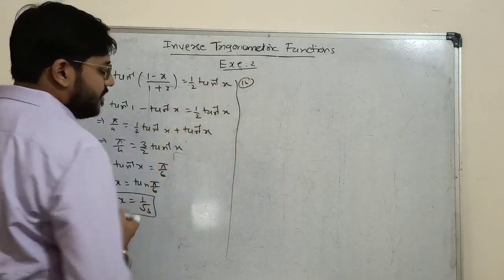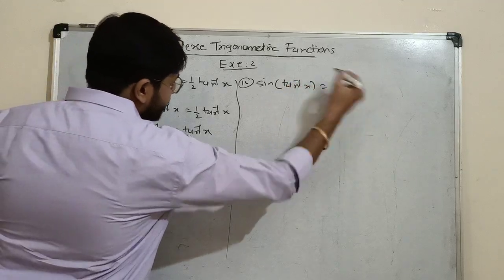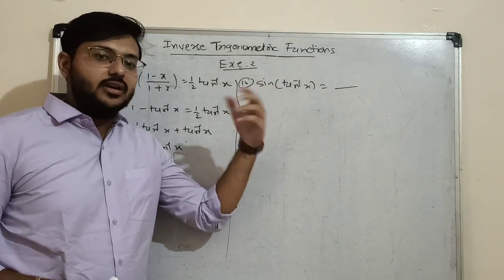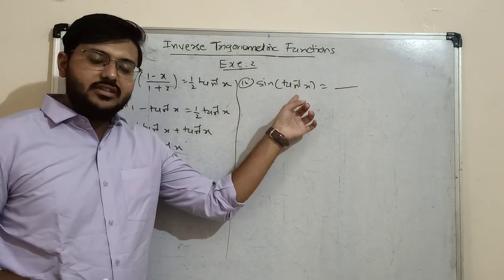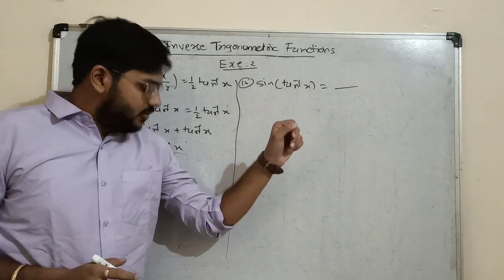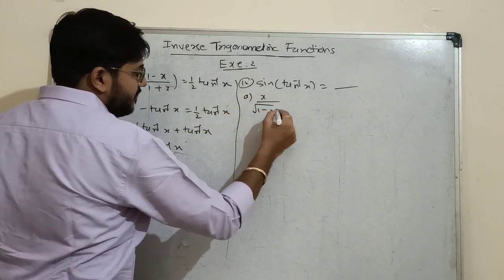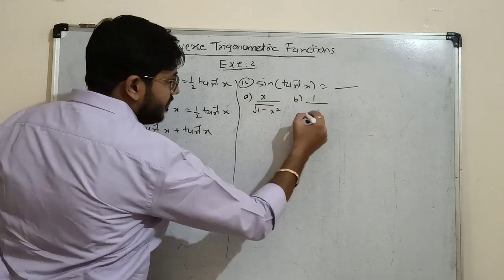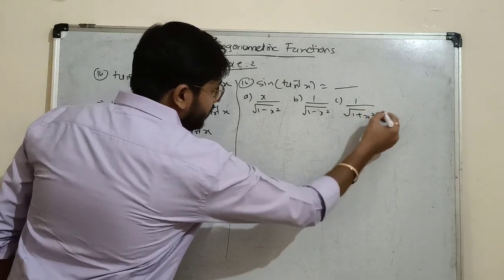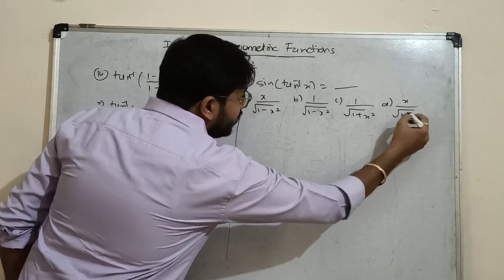In number 15, it is based on MCQ. So we have given sine of tan inverse x equals dash. That means we need to cancel out this sine and tan inverse, and to convert the inverse function I need to convert this tan inverse in the form of sine inverse only. So four options are given to you. The options are x by 1 minus x square, 1 by root 1 minus x square, 1 by root 1 plus x square, and x by root 1 plus x square.